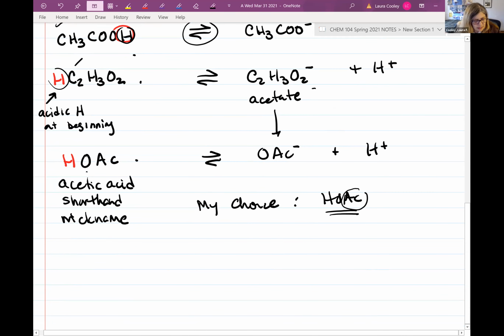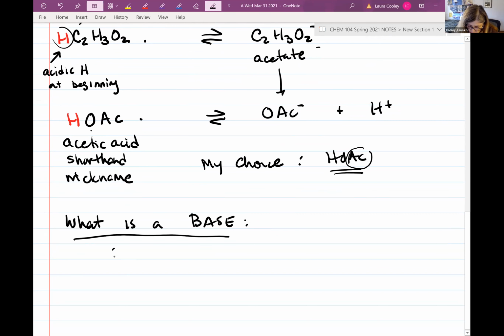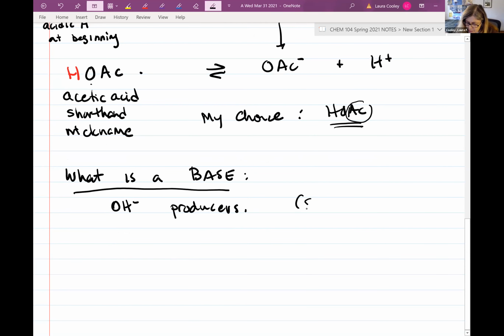All right, so that's basically all I have to say for now about acetic acid. In fact, I want to talk about bases a little bit. So what is a base? And what I said last time is that these are hydroxide ion producers. Okay, that's sort of the simplest definition.